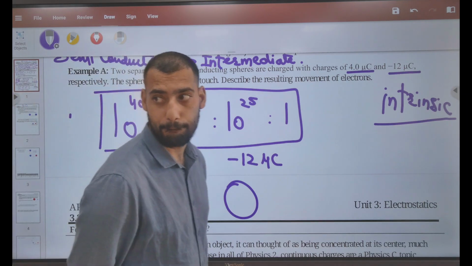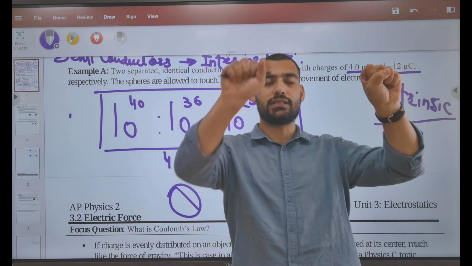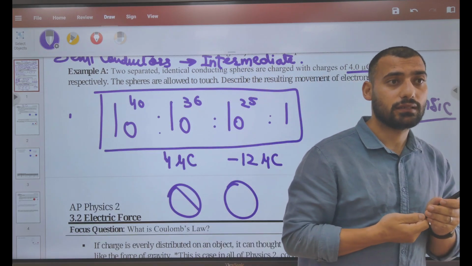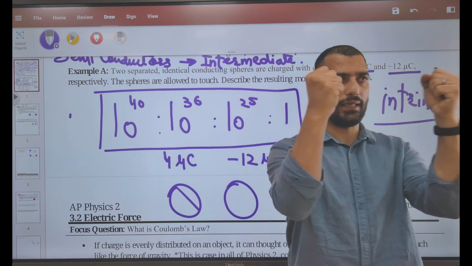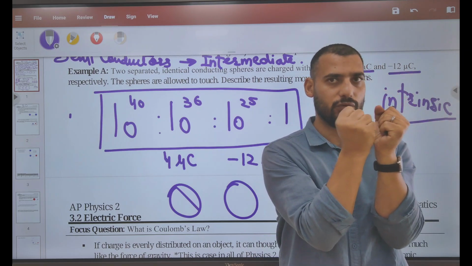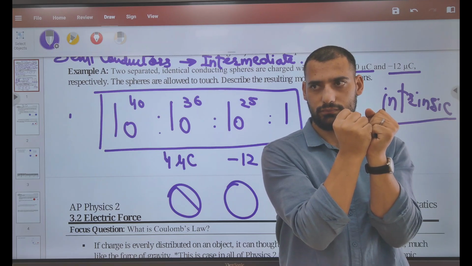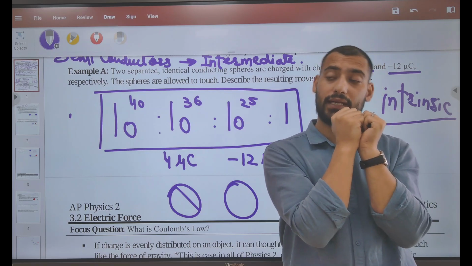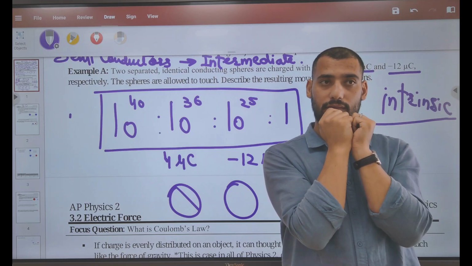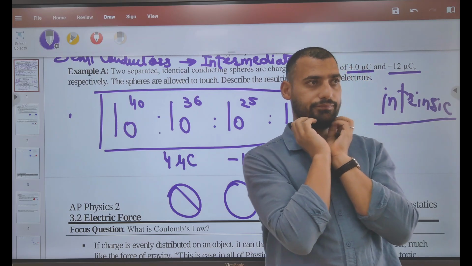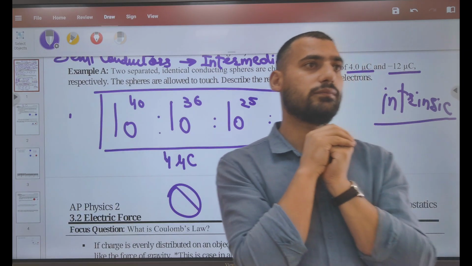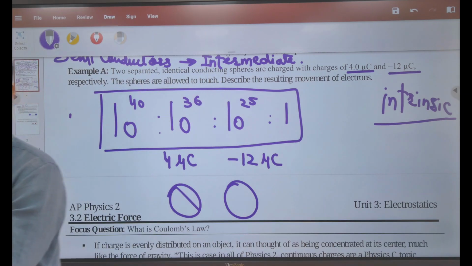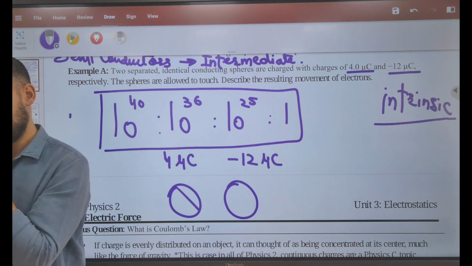See, understand, this is plus 4 and this is minus 12. What will happen? When I bring them closer to each other, what will happen? Negative 8. So one will be negative 8 and the other? What do you think? Yes, agreed. Any idea what will happen? Rauda, any idea?